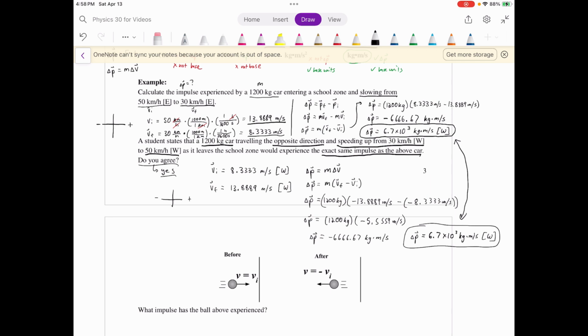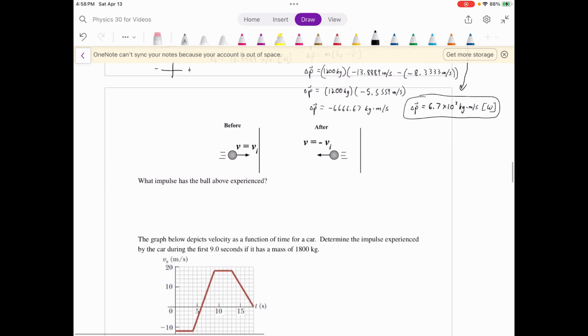It's a bit like, if you're 15 years old and you become 20, that's a change in age of 5 years, right? If you're 80 years old and you become 85, that's a change in age of 5 years. Very different initials and finals, but still the same change. So same idea here. The same impulse.